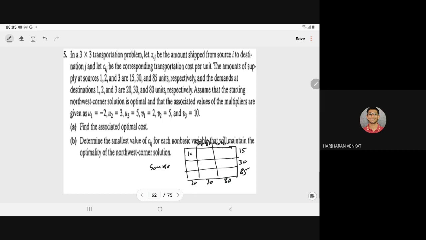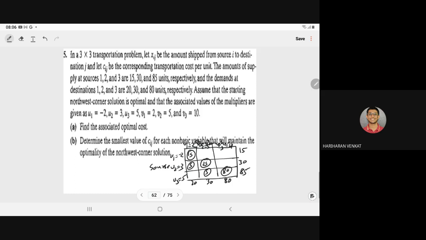So from the northwest corner method, here you have to allocate 15, then you have to allocate 5, then here you have to allocate 25, then here you have to allocate 5, and here you have to allocate 80. Whatever solution you are getting from the northwest corner method, they are claiming that it is optimal with multipliers u1 is equal to minus 2, u2 is equal to 3, and u3 is equal to 5, v1 is equal to 2, v2 is equal to 5, and v3 is equal to 10.